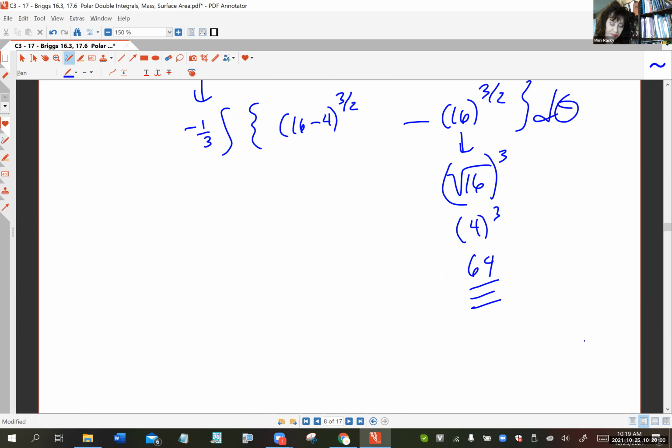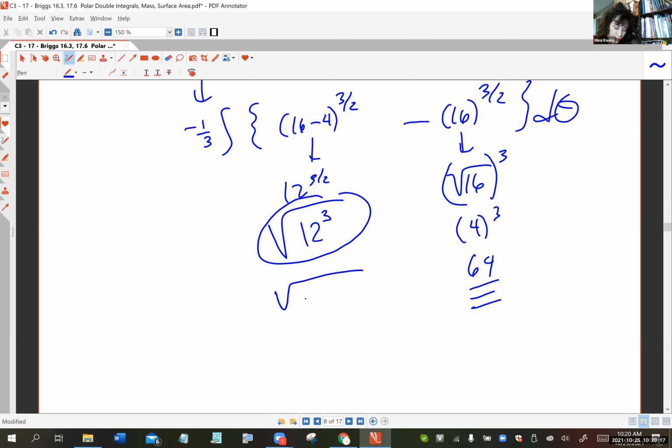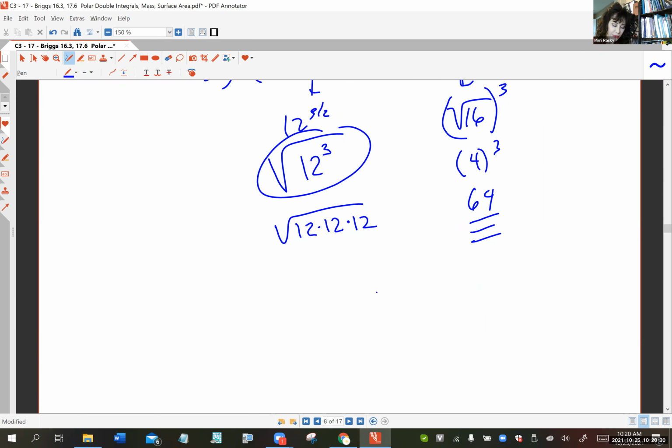Ah, nice. Okay. Now this first term isn't as nice. It's 12 to the 3 halves, which really doesn't simplify much. But remember, it's the same as 12 cubed, the square root of that. So if you think of the square root of 12 cubed looking like the square root of 12 times 12 times 12, this might help a little bit. And then you can clean this up even more.